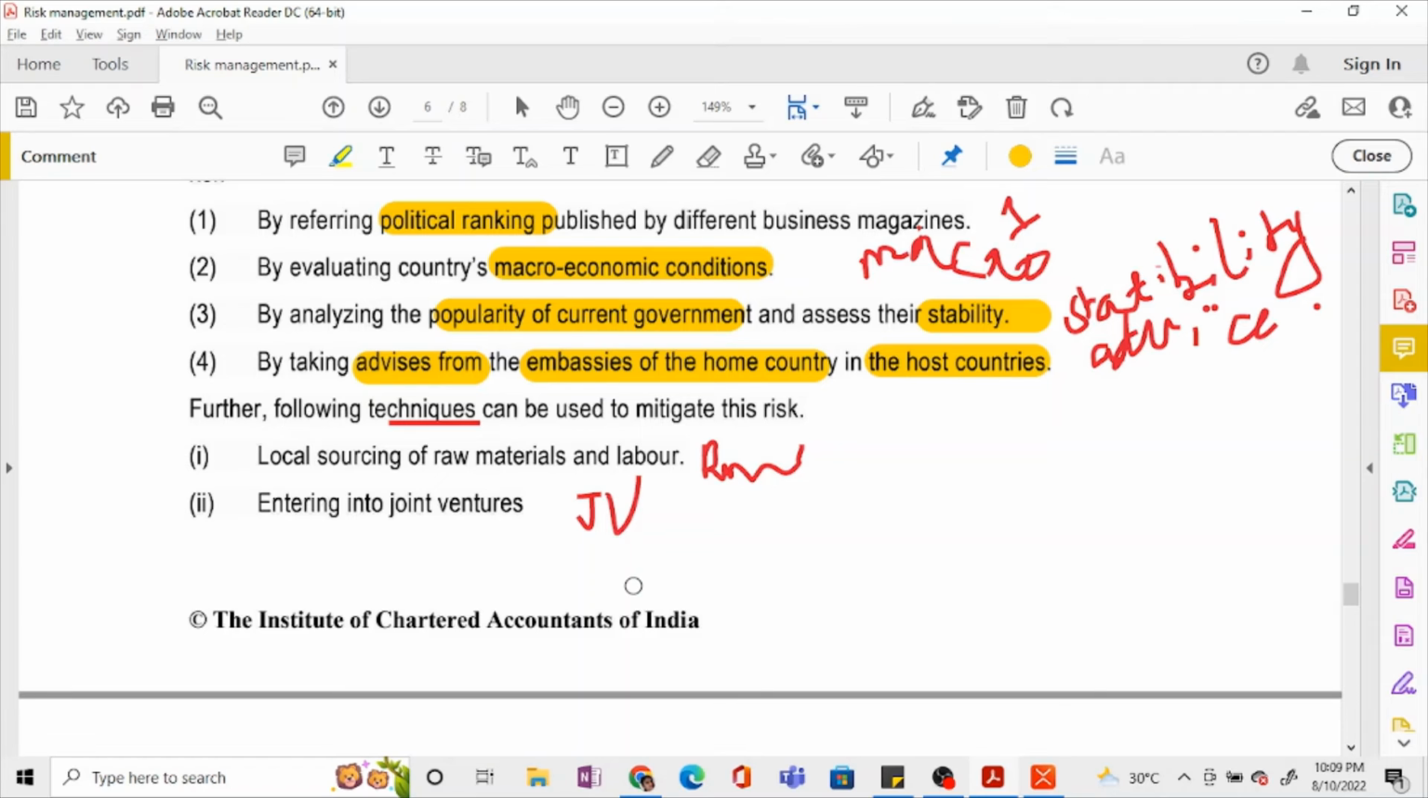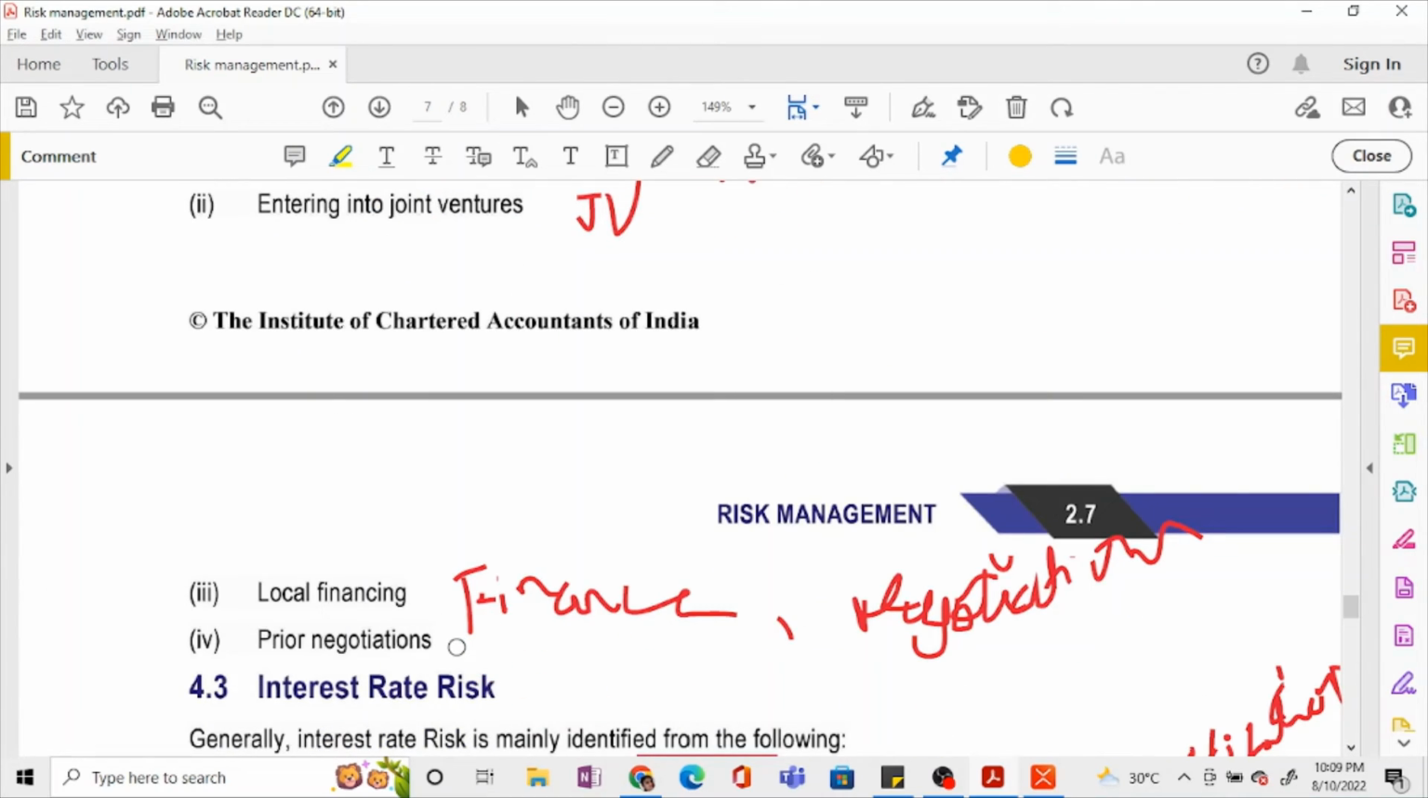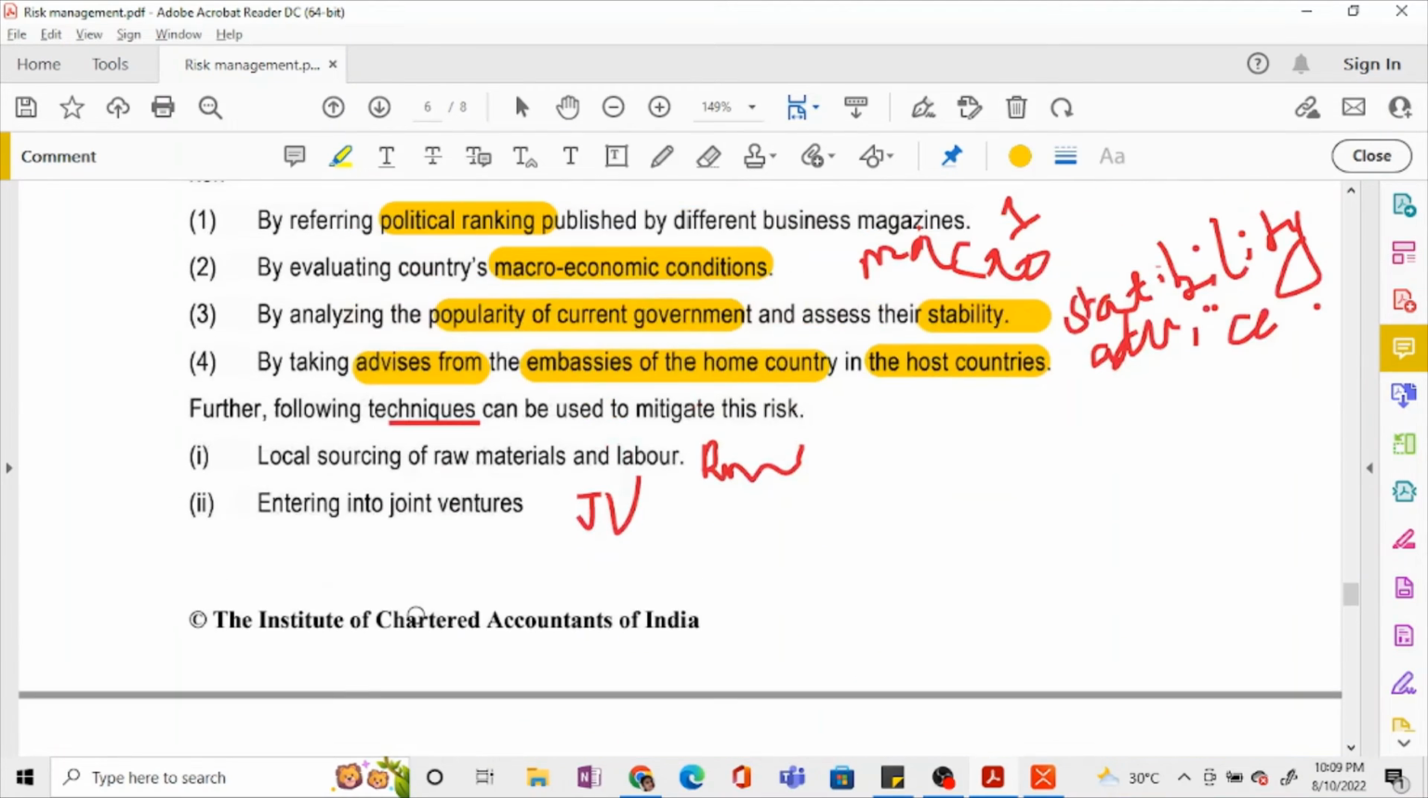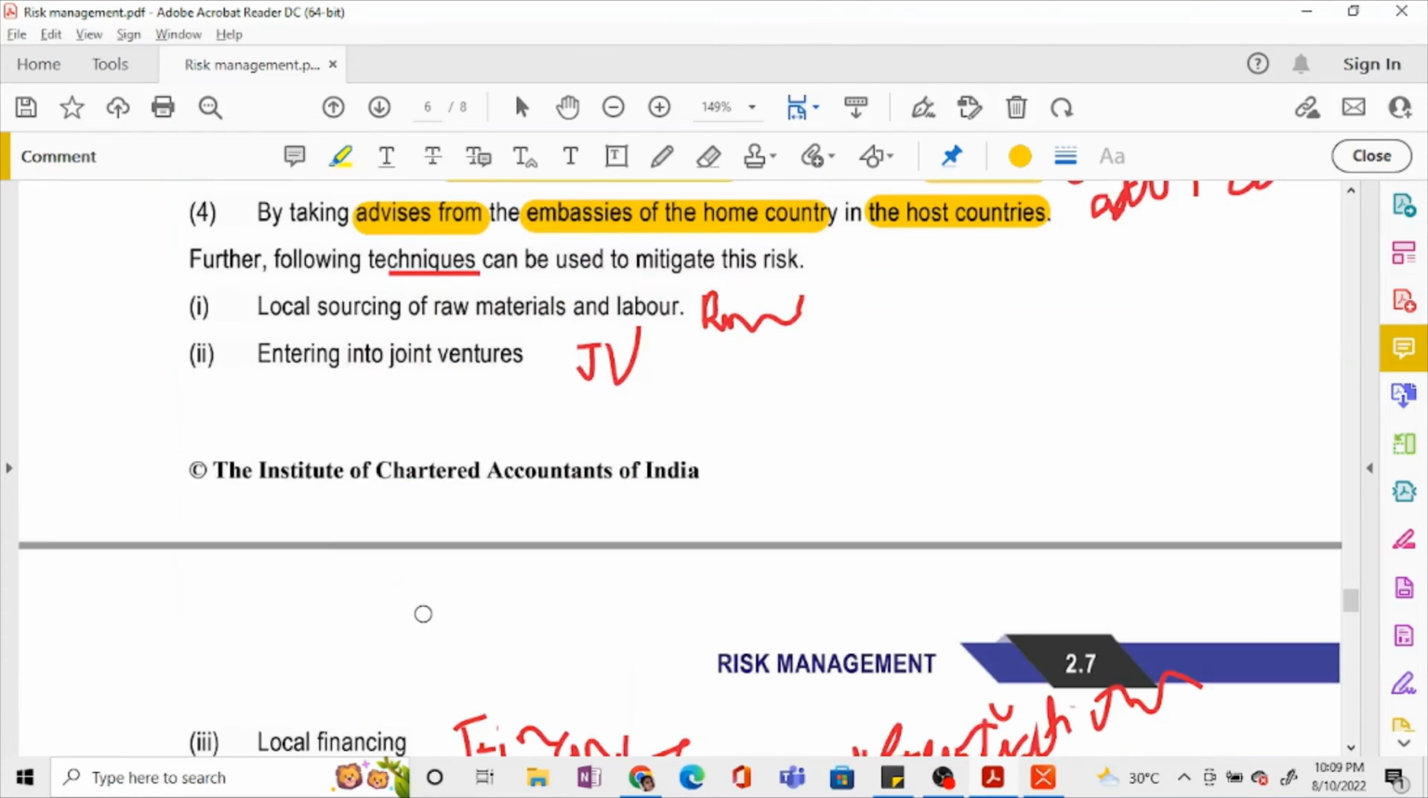Okay, next, some more techniques to mitigate the risk have been given. We can procure the raw materials locally, or we can enter into a joint venture. We can get local financing, and also we can do negotiations. These are the areas where we can mitigate the political risk.